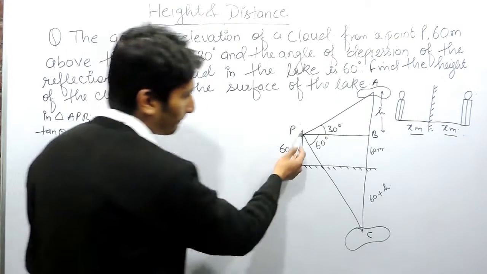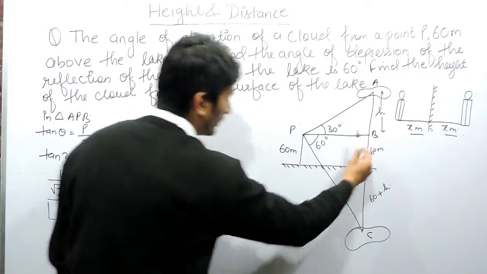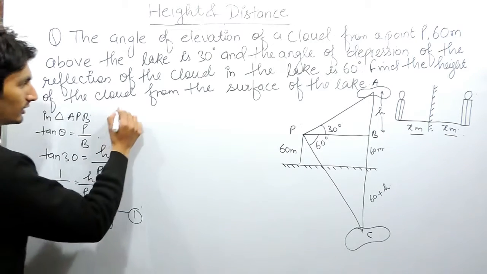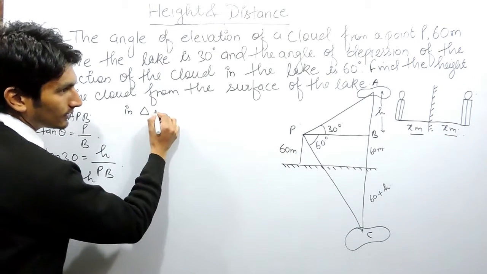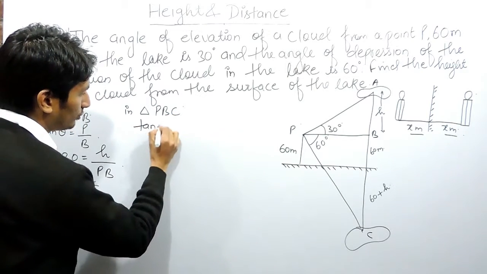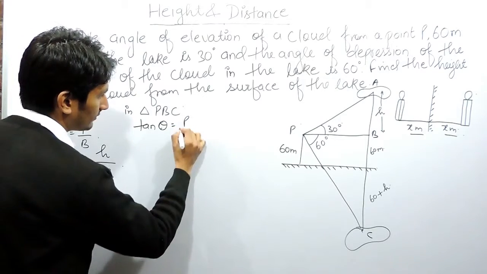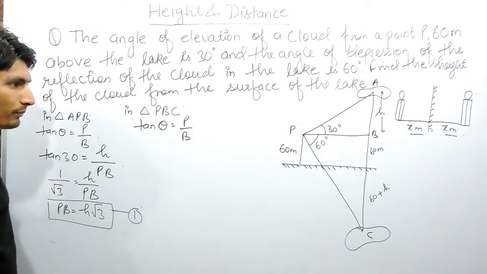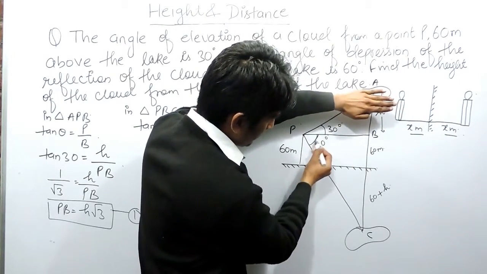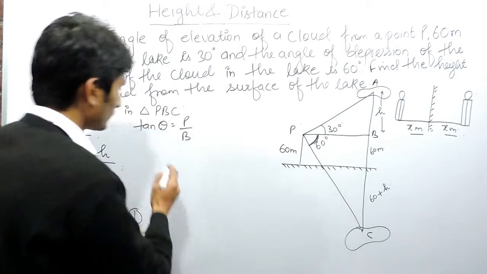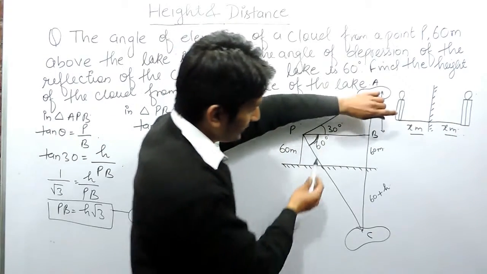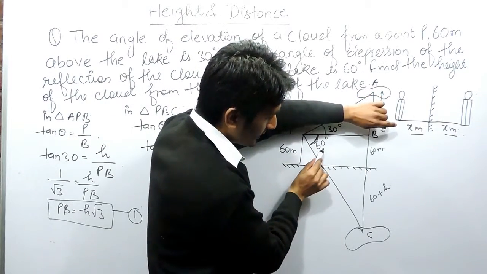Similarly, in triangle PCB, here also we have to find this same ratio for tan theta. So in triangle PBC, I have to find the value for tan theta, which will again be equal to perpendicular upon base. And in this triangle, theta is given to you as 60 degrees.